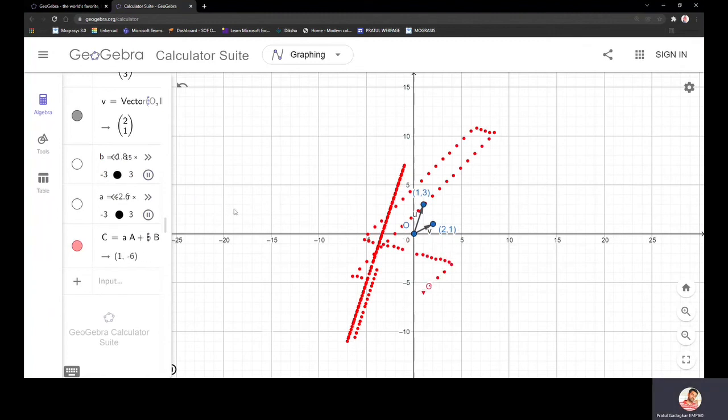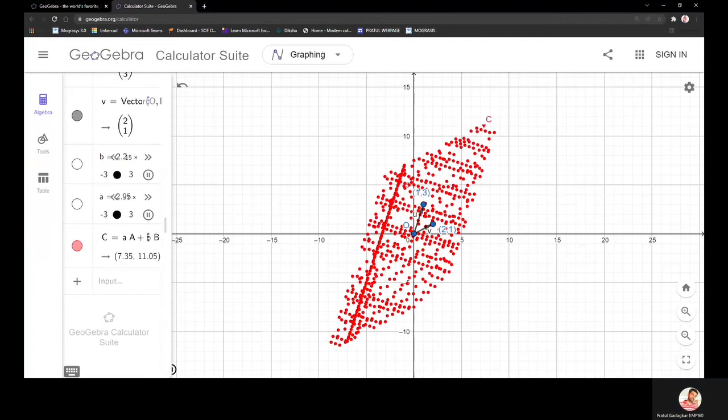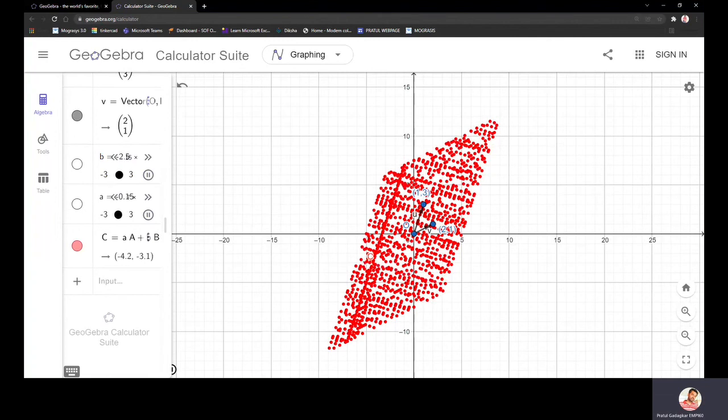You can see that the points are varying in the figure, if a takes different values and b takes different values. Now here, I have just restricted my values of a and b between minus 3 and 3. You see, as we get different values of a and b, these are the points which are the linear combinations of the two vectors u bar and v bar. Do you see a nice parallelogram is automatically getting plotted?